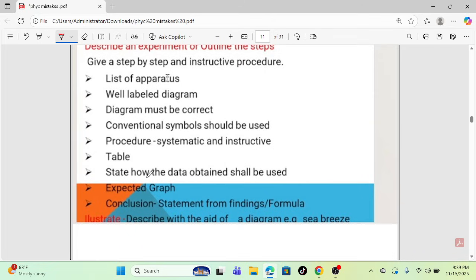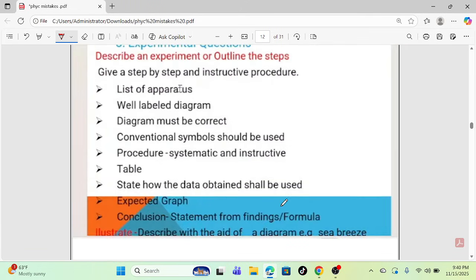Also illustrate, or describe with the aid of an experiment. If the question says describe with the aid of a diagram, you must first of all draw the diagram. After that you describe. That is why you follow the instruction: describe with the aid of a diagram.